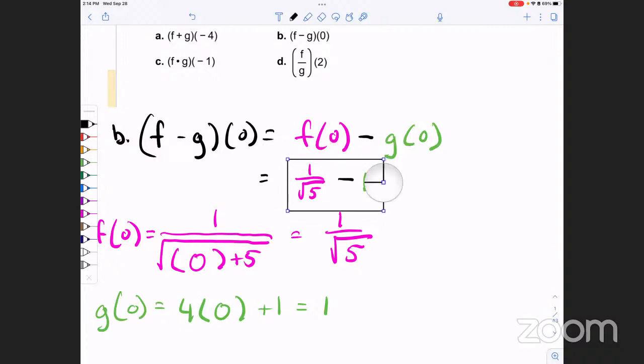Okay, what's the time? Okay, let me submit this one. Let's try to finish this one out, then I'll check for latecomers.